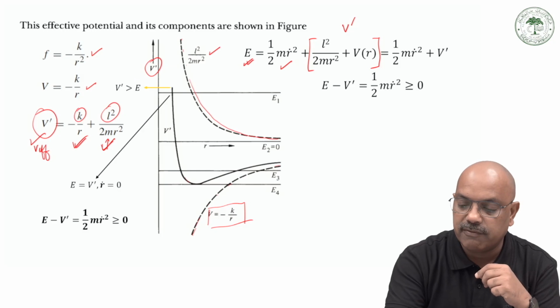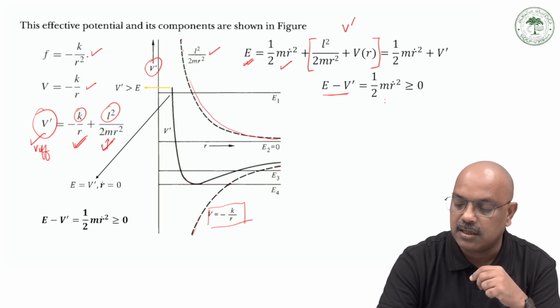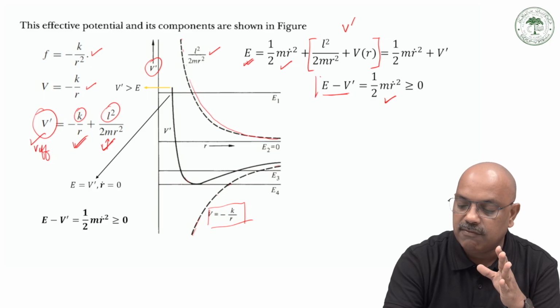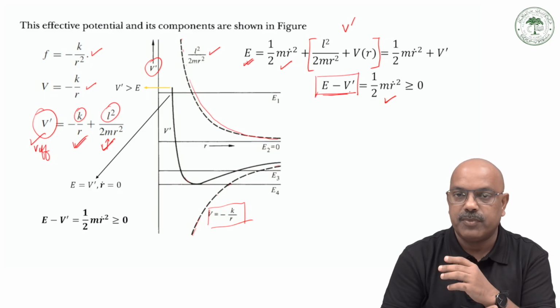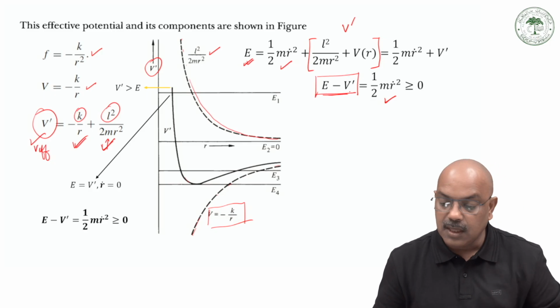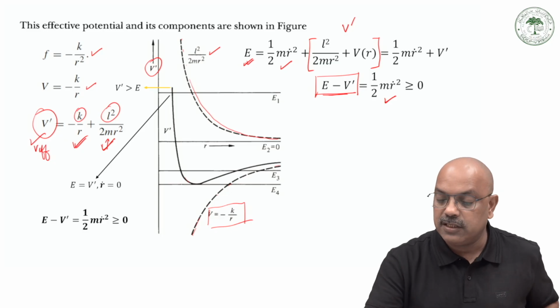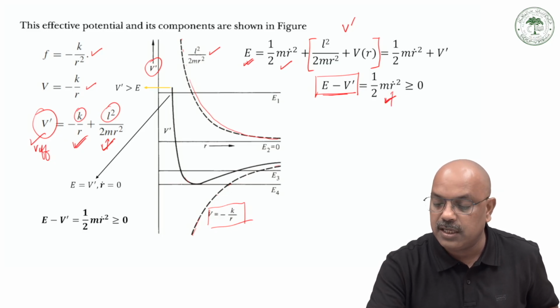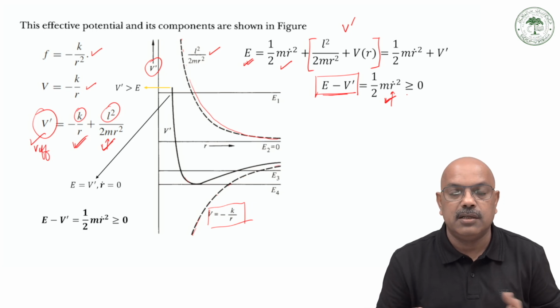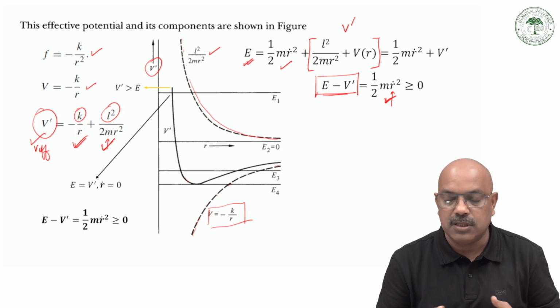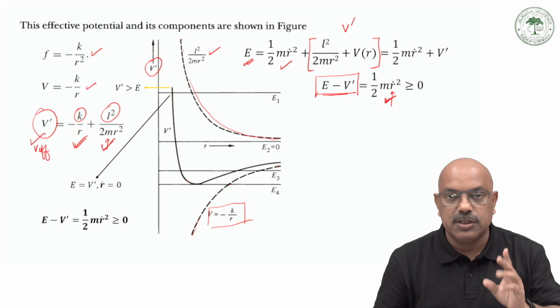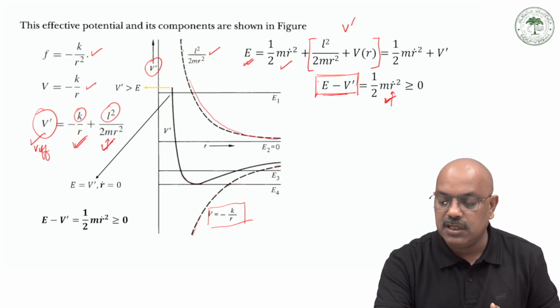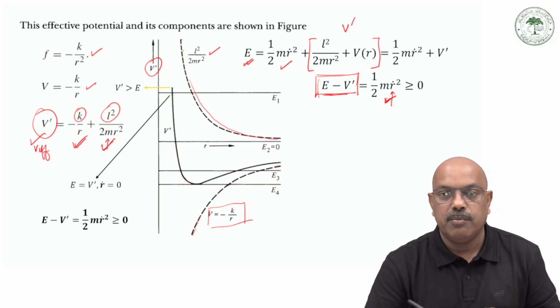So if I take the difference between E and V prime, this is going to be the kinetic energy. So E minus V prime always has to be positive, because if it is not positive, then this r dot is going to be negative. Velocity cannot be negative, so that is going to be absurd. So one condition is that E minus V has to be positive.